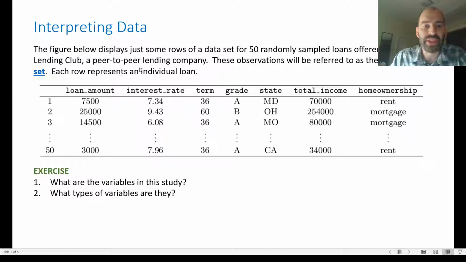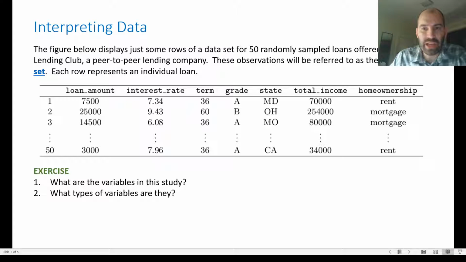Each row represents an individual loan. And there's a link here. If you get these slides online, you can click this link and get the full data set. You can load it up in a spreadsheet and do some statistical analysis on it, and we will probably be doing that later in the class. All right, so let's answer these questions. What are the variables in this study?